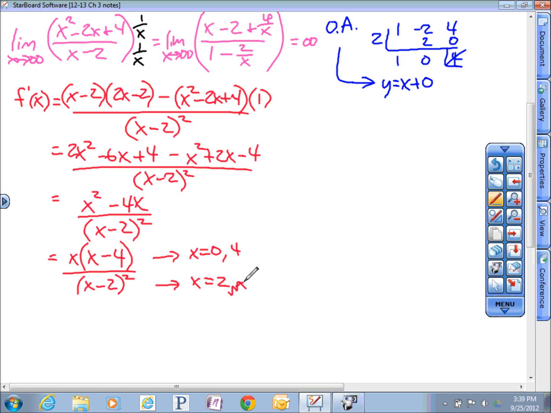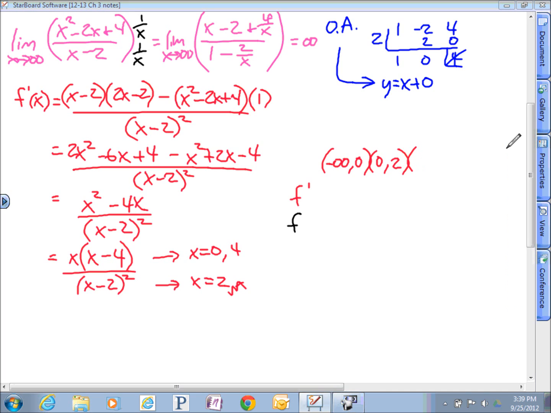Pardon me, intervals. So if I make my intervals right now, we're testing f prime, so it can tell us about f. We're going to take these intervals: negative infinity to 0, 0 to 2. Even though 2 is going to be a vertical asymptote, we still have to test it because the behavior might be changing around it. 2 to 4, 4 to infinity.